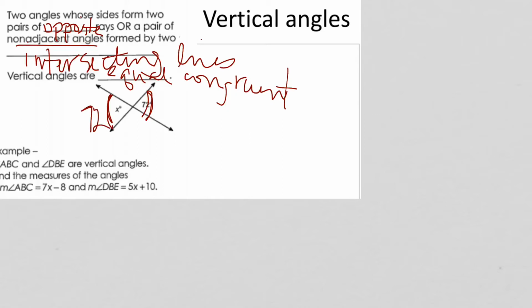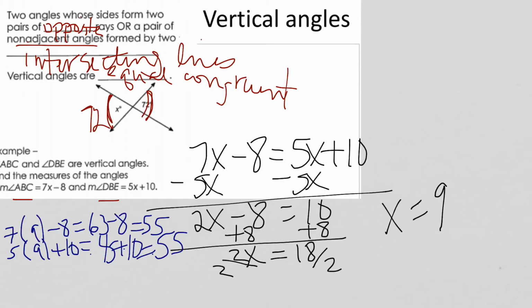Okay, the example there is saying that angle ABC and DBE are vertical angles. Find the measure of the angles. So that means these two angles are equal. So you make them equal, you solve for x, you get your x to be 9. Plug it back into both angles, which should be the same. You get 55 degrees for both pair of vertical angles.